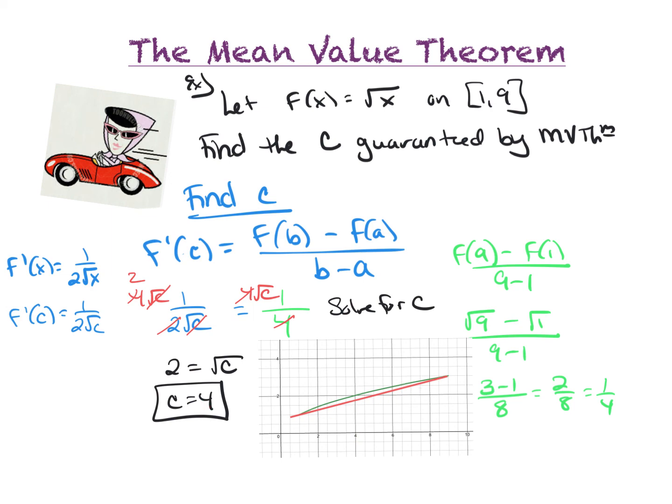And what this says is that at x equals 4, that's the exact location where the slope of the tangent line, there it goes, the slope of the tangent line right there at x equals 4, so f prime of 4, has a slope of 1/4, plugging it in here, as does the slope of the secant line between the two endpoints. Also has a slope of 1/4. There is a great sample problem for finding the c guaranteed by the mean value theorem.